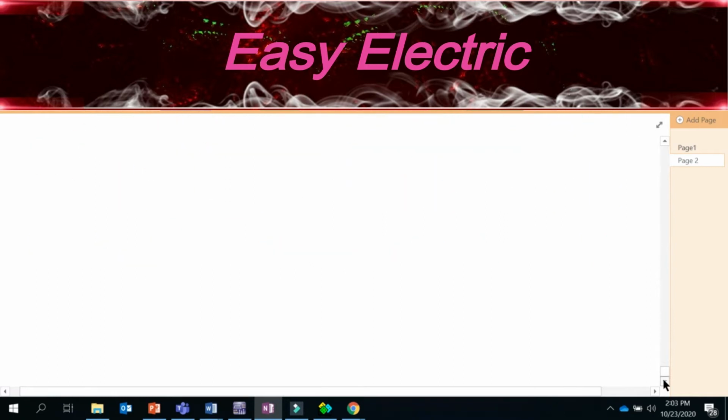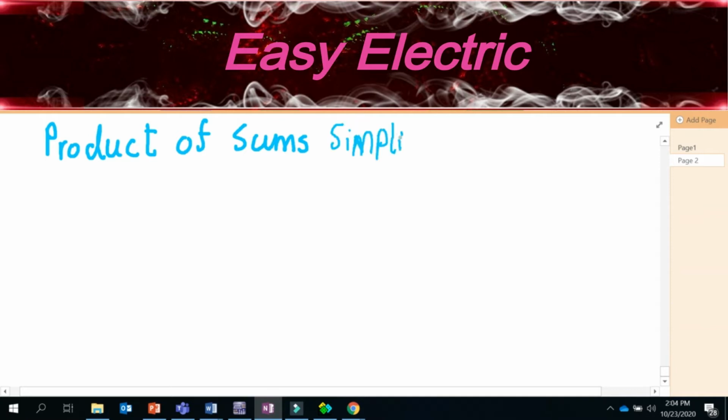So let's see how we could use that second standard form with the K-map. This is our topic. We are talking about product of sums simplification.